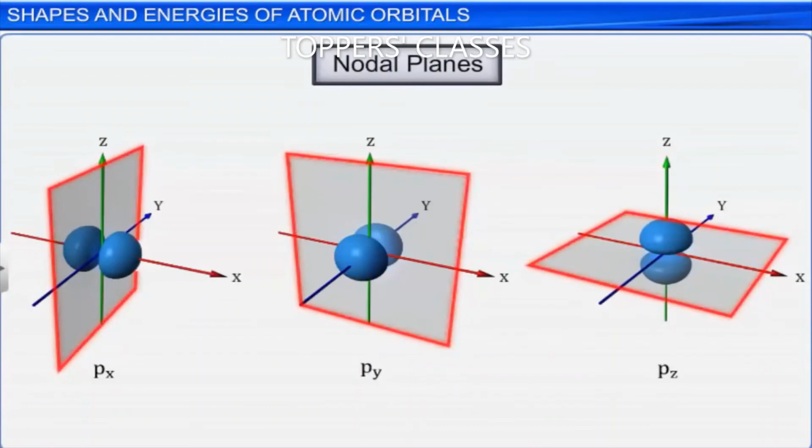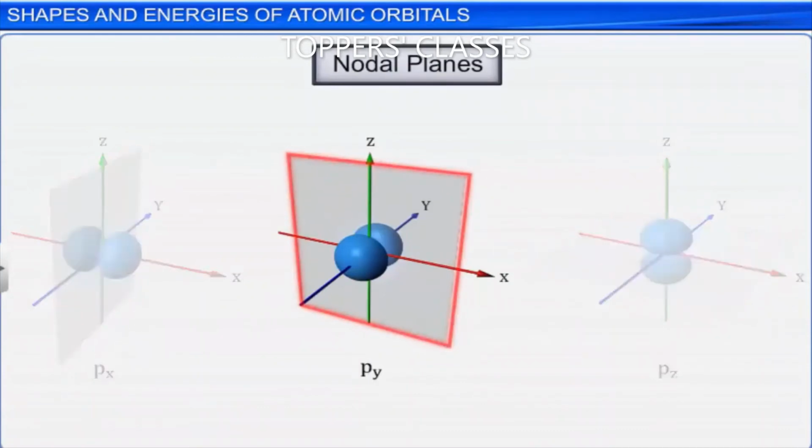A nodal plane is also called an angular node, and the number of angular nodes for a p orbital is equal to the value of the azimuthal quantum number l.